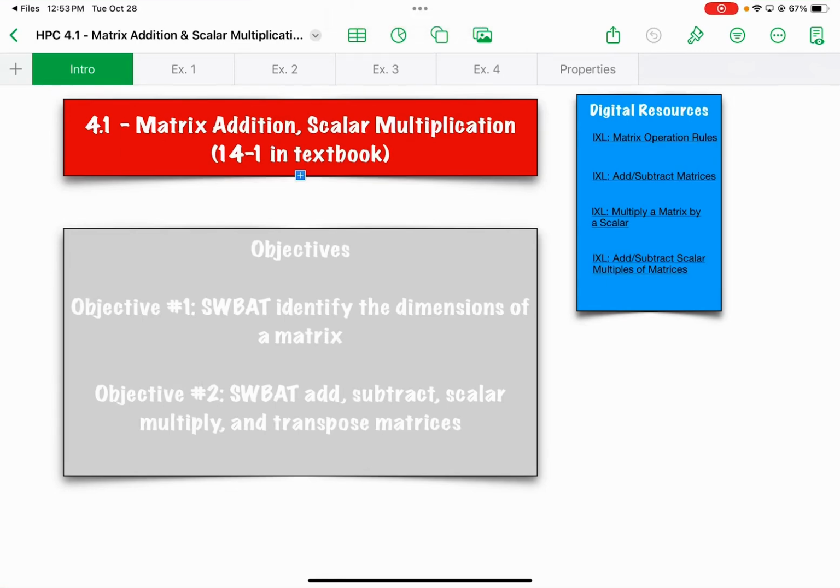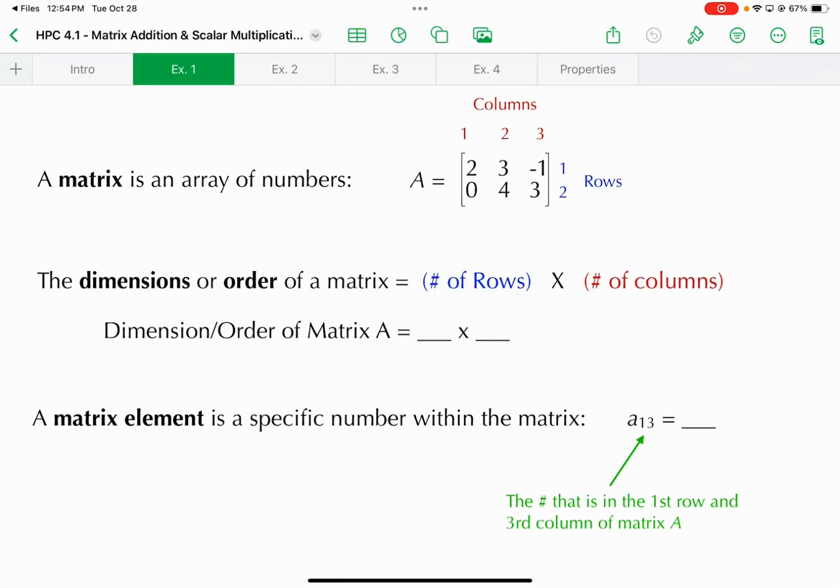File is all from the video that I asked you guys to watch at some point over the weekend, and it's just over basics of matrices, okay?